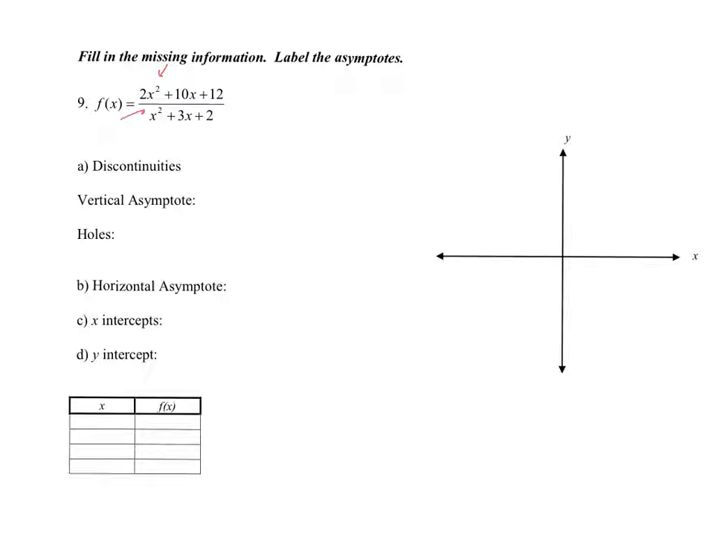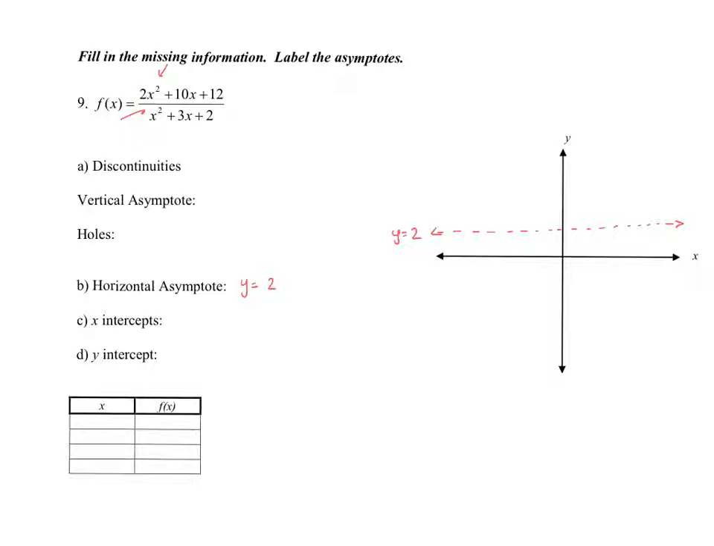As Mr. McGivney told you, there's three possible scenarios. In this case, the degree is tied, and so therefore the horizontal asymptote will be the ratio of the leading coefficients. So in this case, y equals 2 over 1, or y equals 2, will be our horizontal asymptote. So I know that there's going to be a horizontal line that as the curve approaches positive and negative infinity, it will approach that line but never actually touch it.